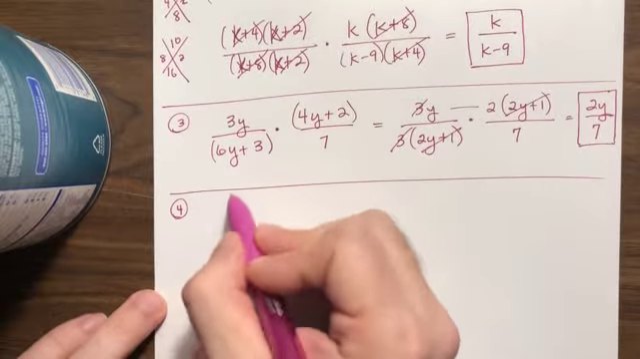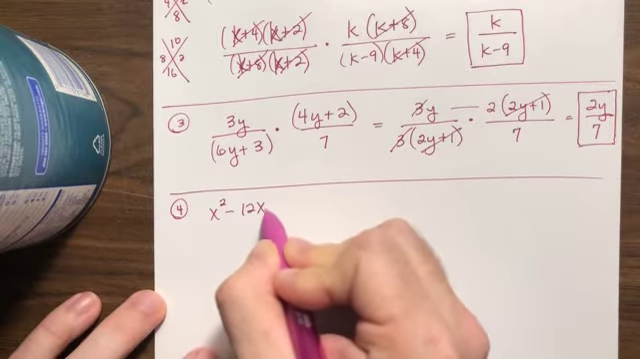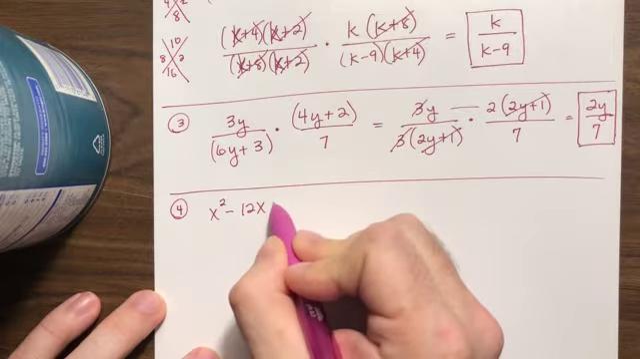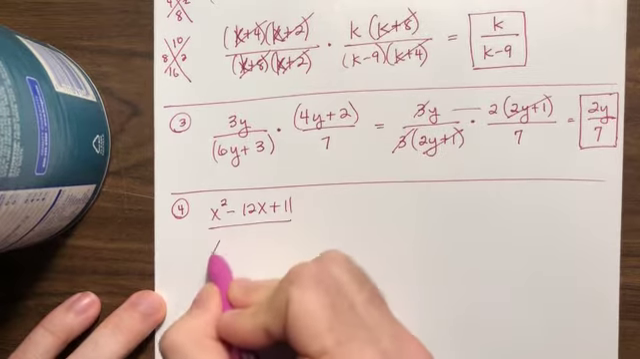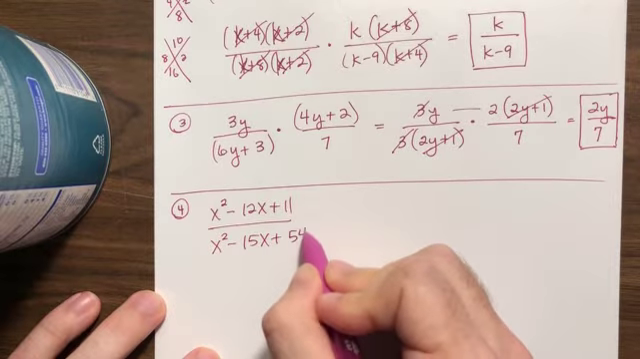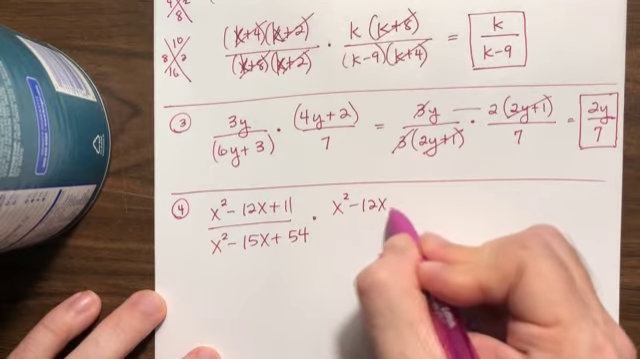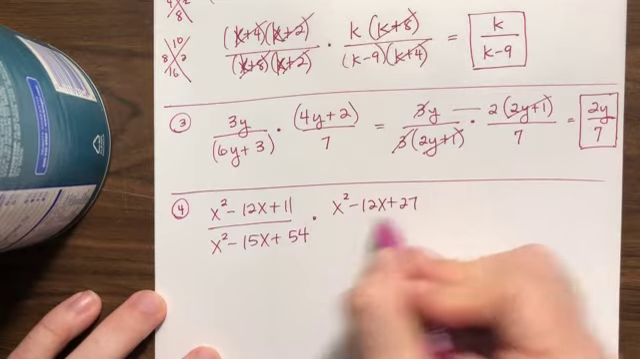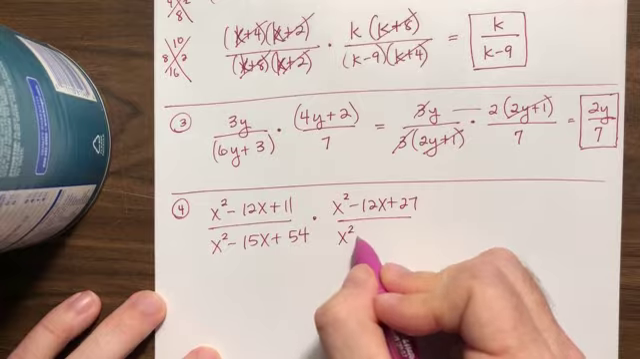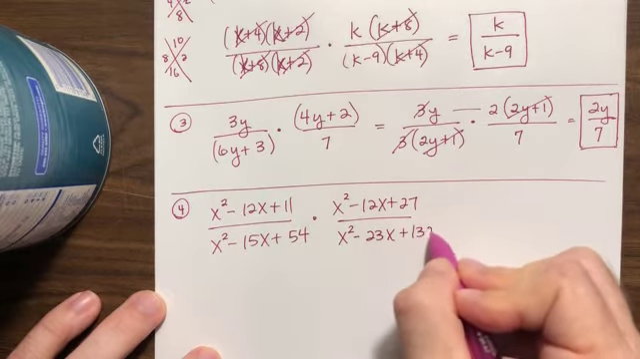Number 4. This is another one like number 2. This is a bunch of factoring problems. x squared minus 12x plus 11. I should probably just stop talking. x squared minus 15x plus 54. x squared minus 12x plus 27. And then x squared minus 23x plus 132. Good Lord.